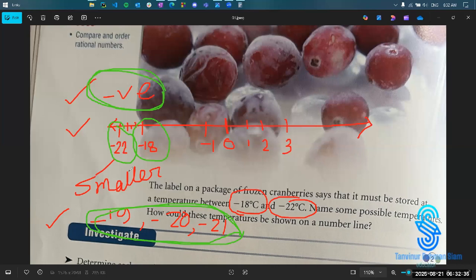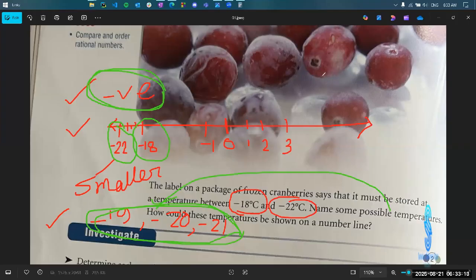So these are possible temperatures. They have just given you some precautions, like at which degree Celsius you need to preserve your particular fruit or vegetable items. Then they ask you to name some possible temperatures. What can be the possible temperatures? The answer will be these particular things. Got the point? And how could these temperatures be shown on a number line?